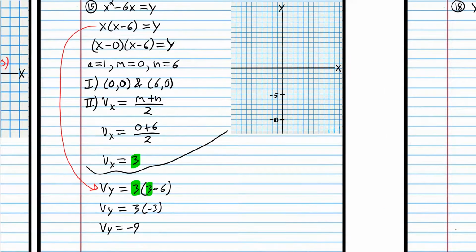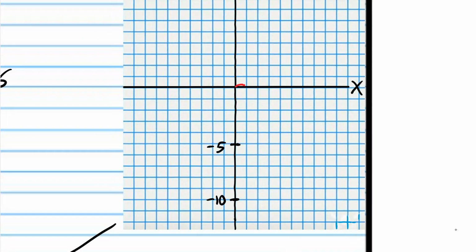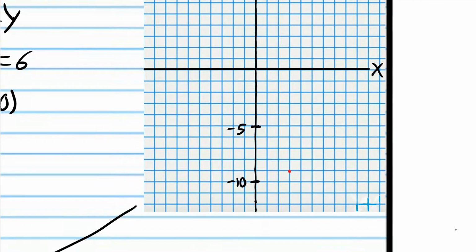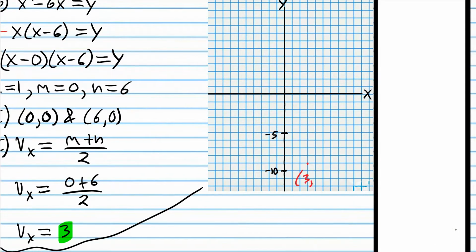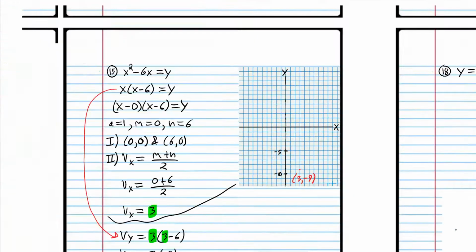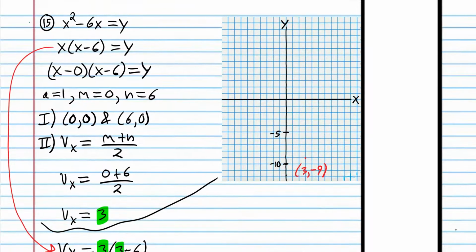So 3, negative 9. I'm going to plot that. 1, 2, 3, and then we go down 5, and then 6, 7, 8, 9. It's going to be about there. And this parabola opens upward. So now I can use the intercepts, which we know are 0 and 6.